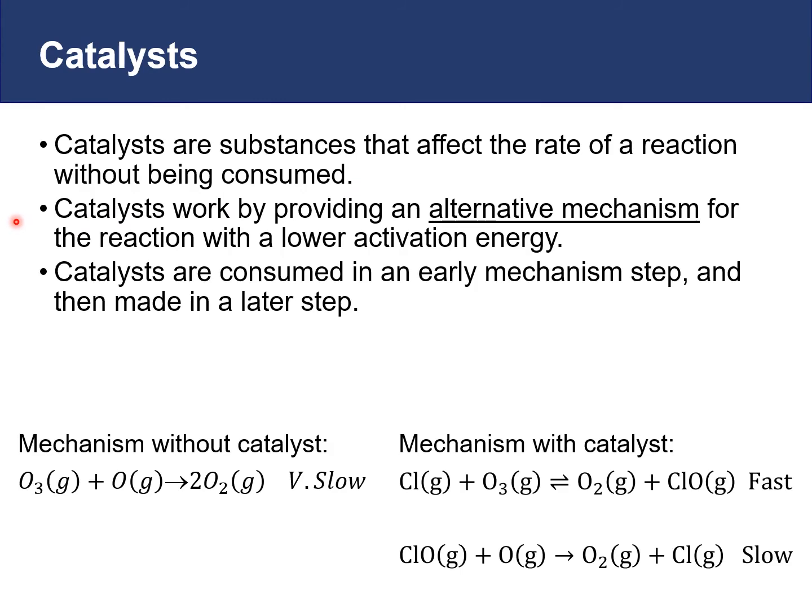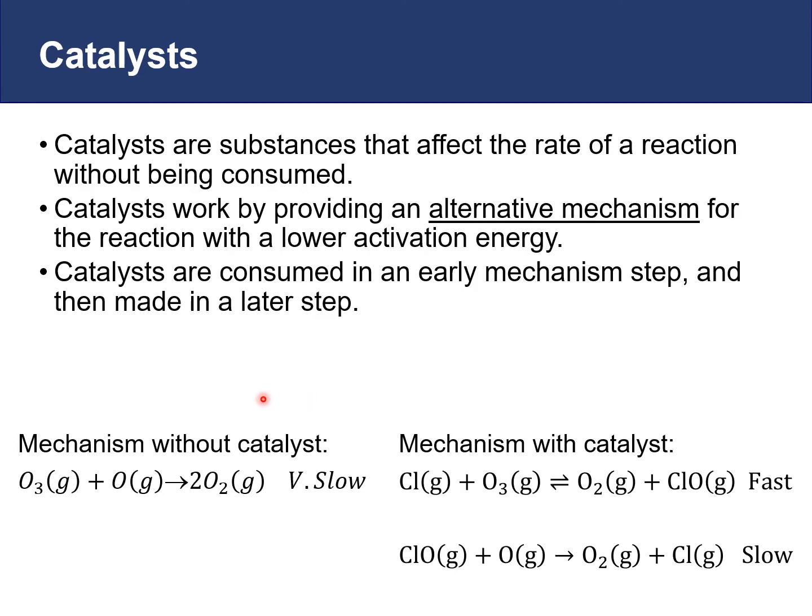Catalysts work by providing an alternate mechanism for reaction, and that alternate mechanism has a lower activation energy, or the pre-exponential term is lower, or a combination of the two. Because it's providing this alternate mechanism, and that alternate mechanism has a lower activation energy or a better A term, it is faster. The catalysts themselves are typically consumed in an early step of the mechanism and then get reproduced back at the end. An example of this is ozone decomposition.